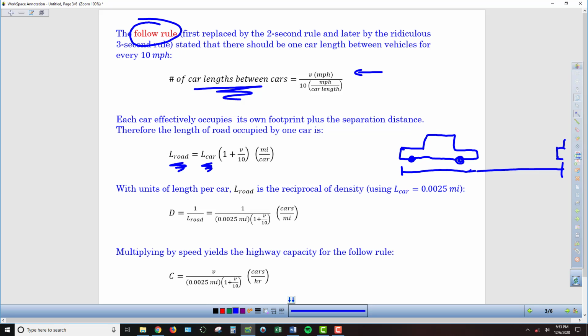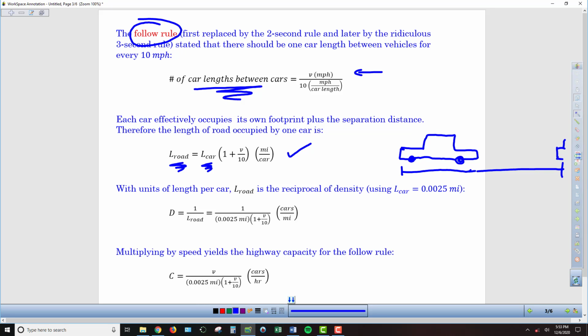So that's going to be the length of the car times 1 plus whatever the velocity is divided by 10. So the 1 accounting for the length of the car, and then the V over 10 accounting for the space that we should leave based on the speed. And so again, those units will end up in miles per car.